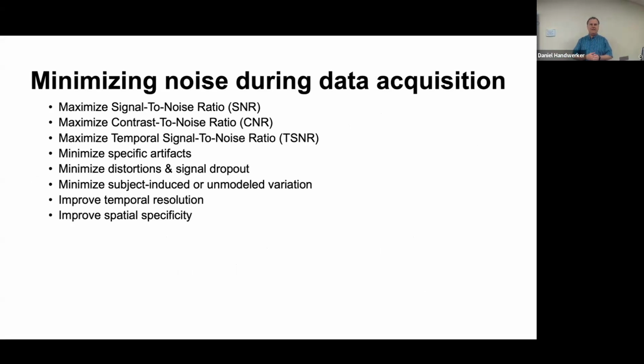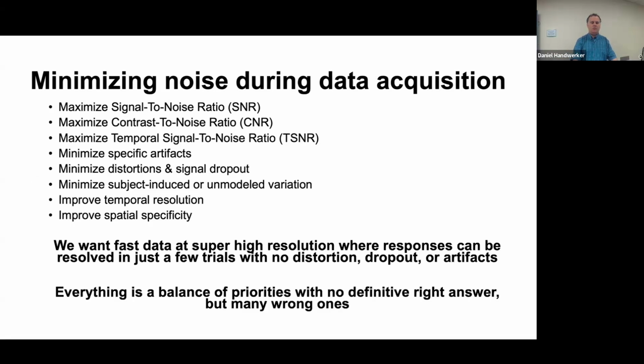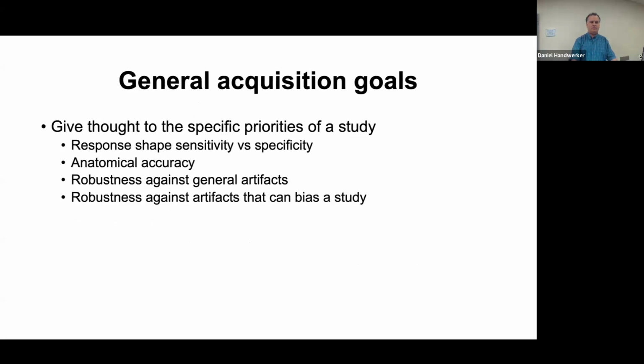I'll start with the obvious thing. We want the best SNR, best contrast to noise, best temporal signal to noise, fewest artifacts, less distortion, best temporal resolution, best specificity, but we can't do all of that. So really what we have to do is balance priorities, and that varies by study. Especially if you're doing data collection, it's critical at the pre-acquisition phase to figure out what your priorities are. Do you care about your response shape, as precise response shapes as you can? Do you care about anatomical accuracy? Is distortion going to destroy your results, or is distortion something you can live with?